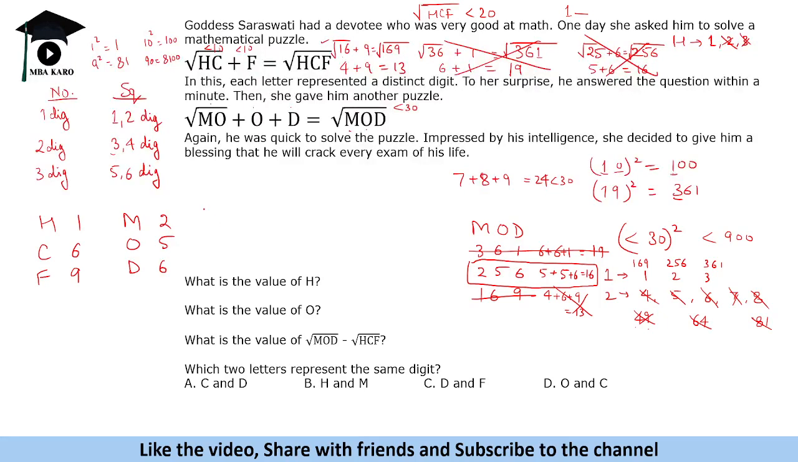Okay, so the first question is what is the value of H? The value of H is 1. What is the value of O? The value of O is 5. Then MOD minus HCF: the square root of MOD is 16 and the square root of HCF is 13, so the answer is 3. Which two letters represent the same digit? We have C and D representing the same digit, which is 6.